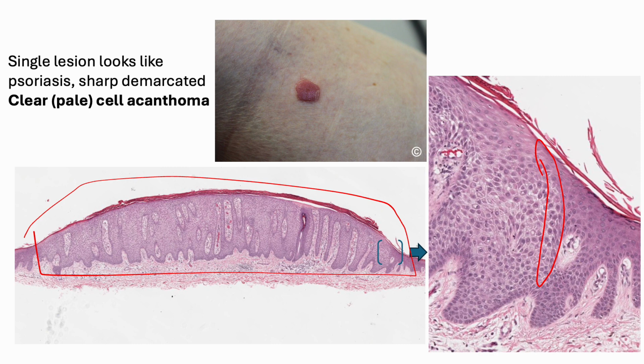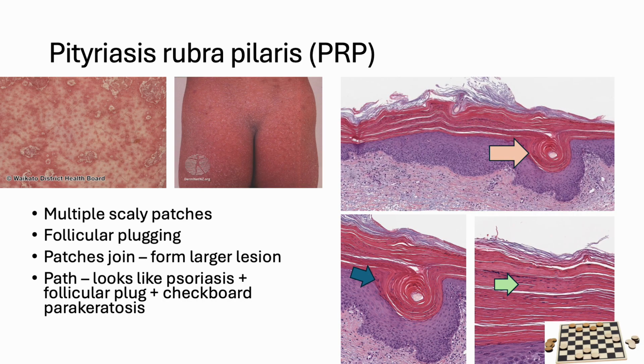So sharp demarcation and looks like psoriasis but a single lesion. Diagnosis is clear cell acanthoma. Next disorder is pityriasis rubra pilaris. It starts with multiple scaly patches with prominent follicular plugging as shown here, and they start to join together, forming larger lesions. You can see that probably the patient is experiencing some erythroderma.